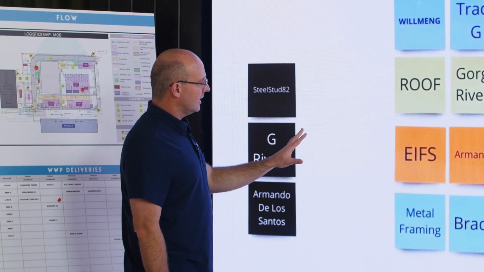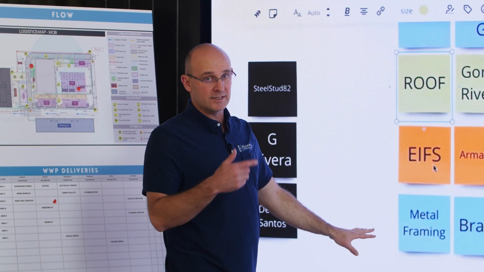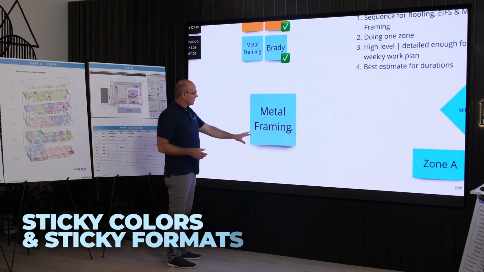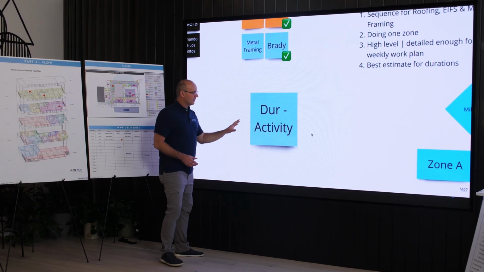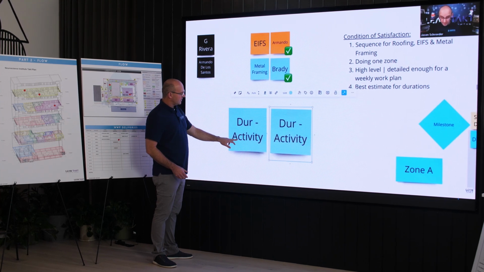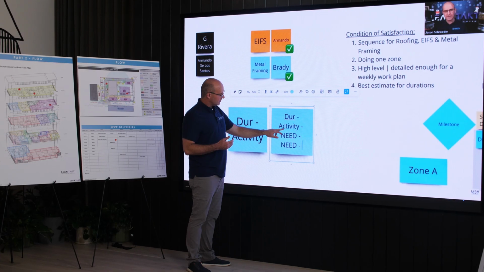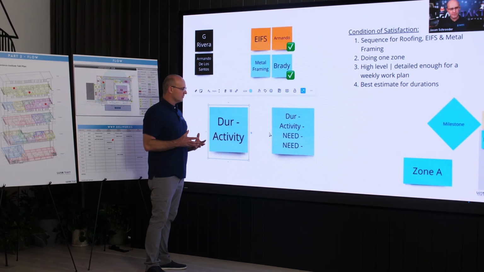Now the second thing after that was we identified in this pull plan, and this pull plan video is just a cut through of me doing it, sticky colors and sticky formats for the pull plan that we're doing. And remember, I like digital. So this is what the activity is going to look like, duration and activity. And then when we do our backwards pass, we're going to say duration, activity, need. That's the format that we're going to hold to.